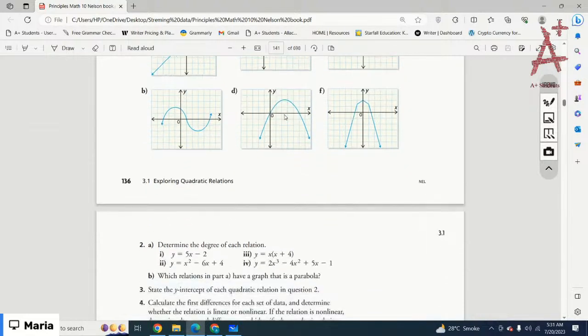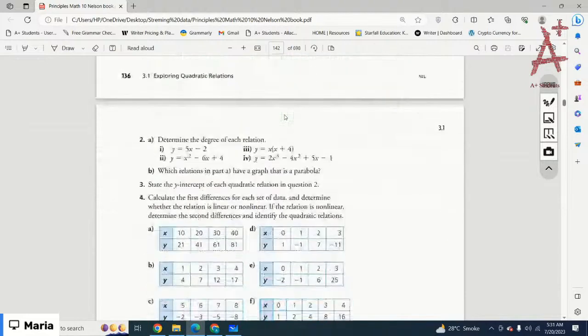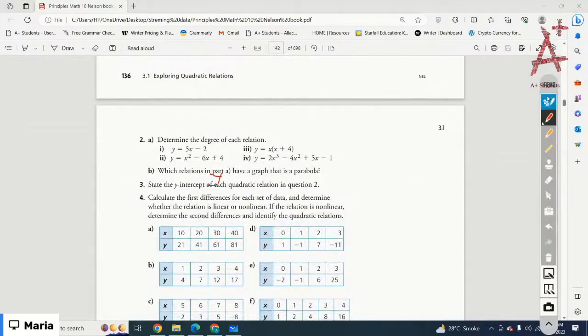Okay. Question number 2, determine the degree of each relation. You have to select the degree. Degree is the highest power of x. Keep this very important point. The degree is the highest power of x. This one has degree 1 because the power of x is 1. This one, when you multiply, it would be x times x squared. This one has degree 2. You just have to look for the highest degree. This one has degree 3.